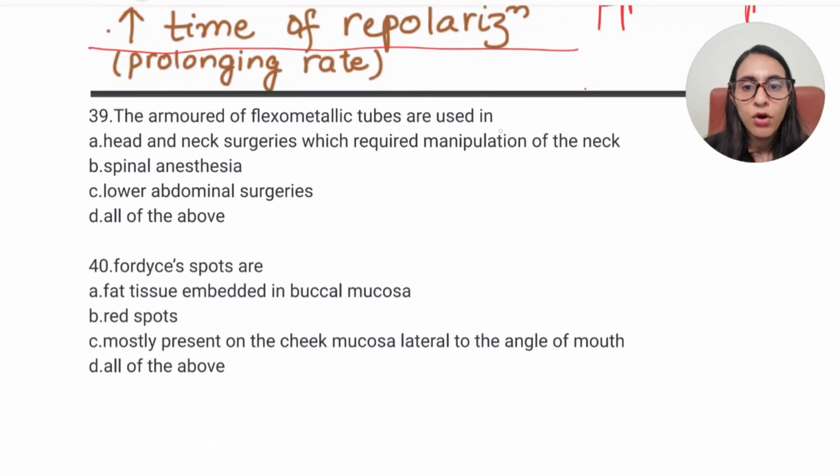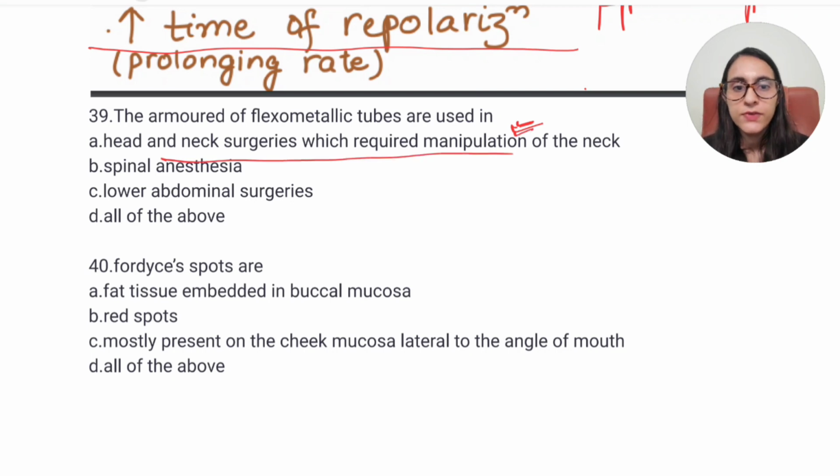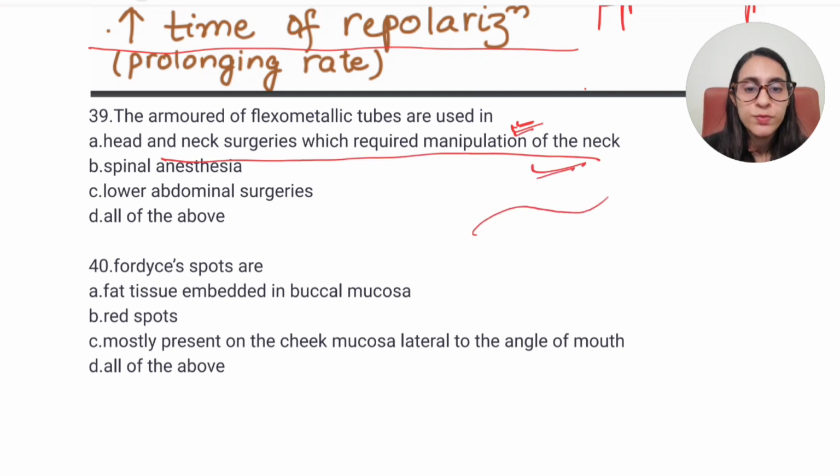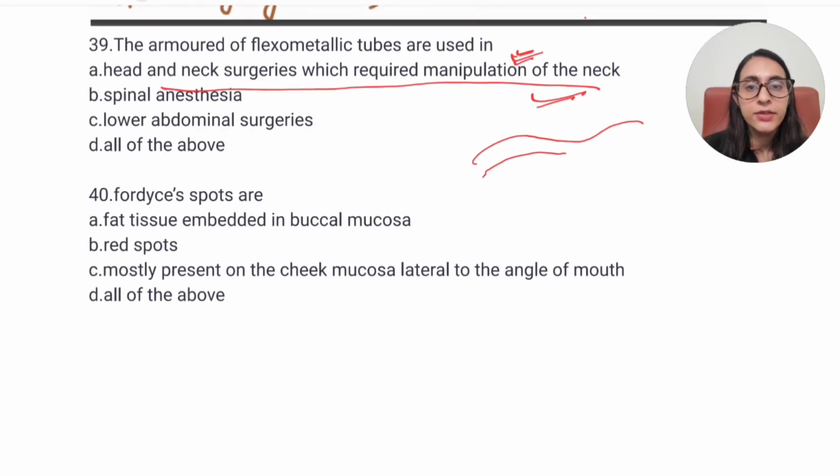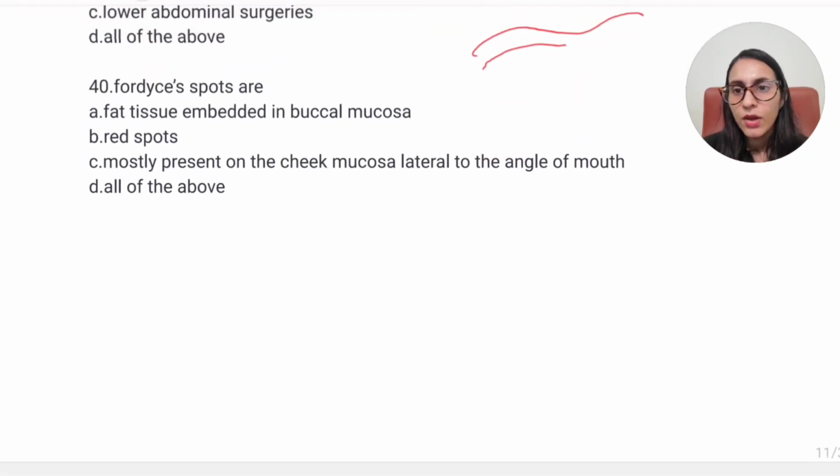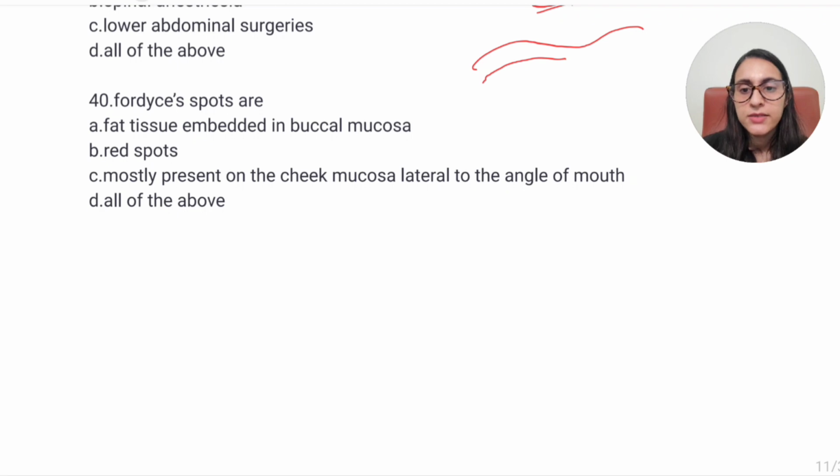Next question, the armored or flexometallic tubes are used in head and neck surgeries which require manipulation of the neck. These tubes have a flexible metallic spiral within the tube, which prevents kinking, and it also provides stability during the procedure.